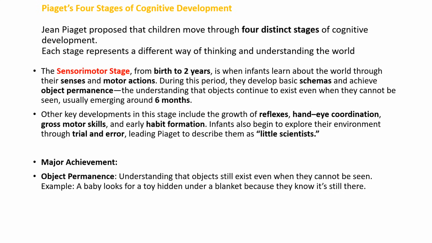Now, let's also focus on Piaget's four stages of cognitive development. Sometimes these are key stages we normally see in the examination. Piaget proposed that children move through four distinct stages of cognitive development. Each stage represents a different way of thinking and understanding the world. So let's take these stages one after the other.